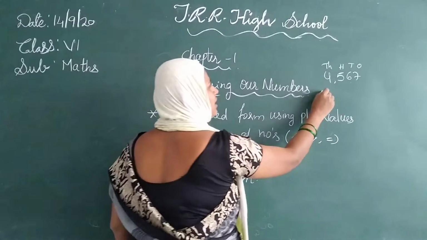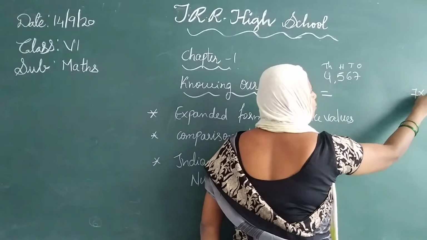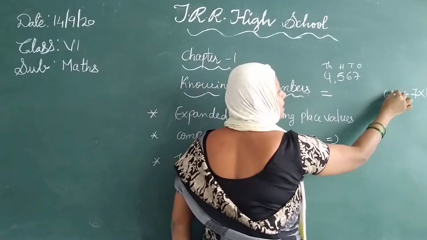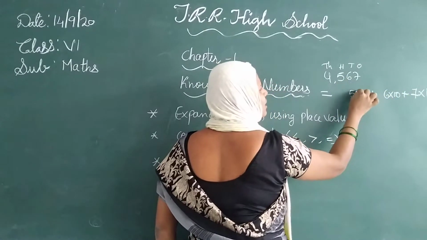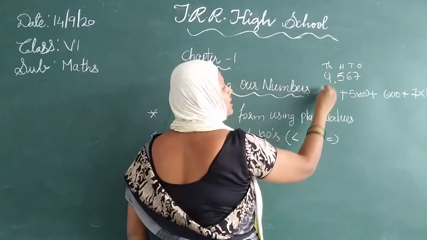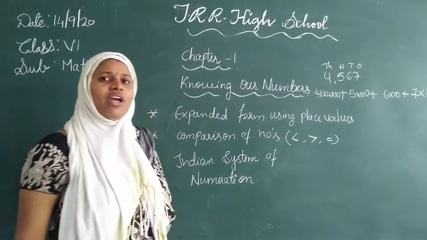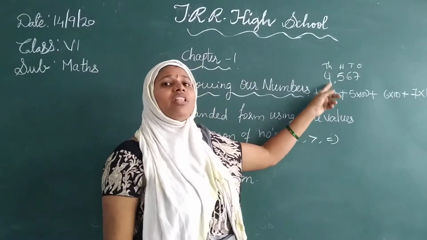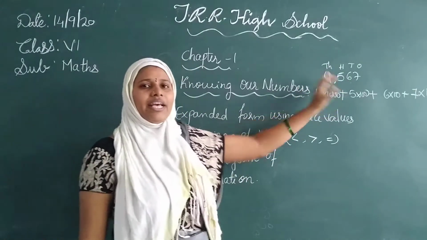How we have written? As 7 is in ones place, so 7 into 1, plus 6 is in tens place, 6 into 10, plus 5 is in hundreds place, so 5 into 100, plus 4 is in thousands place, so 4 into 1000. So what we are doing here? We are multiplying the number with their place values, right? Now this is your expanded form.